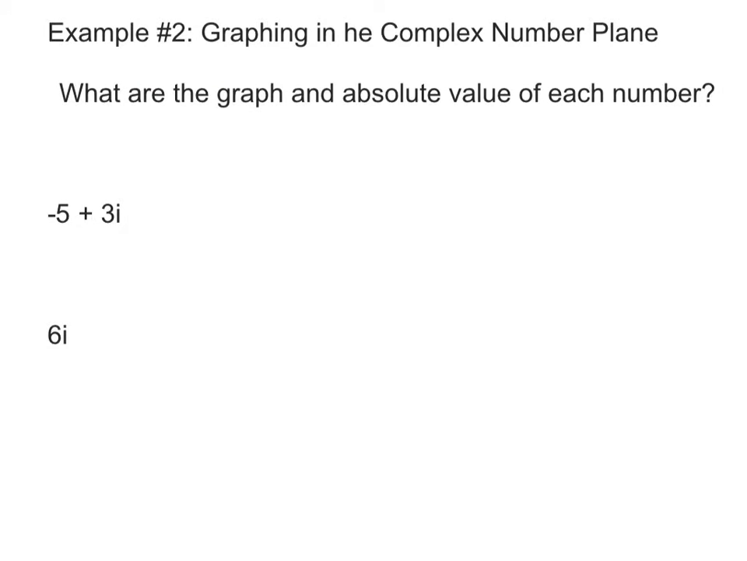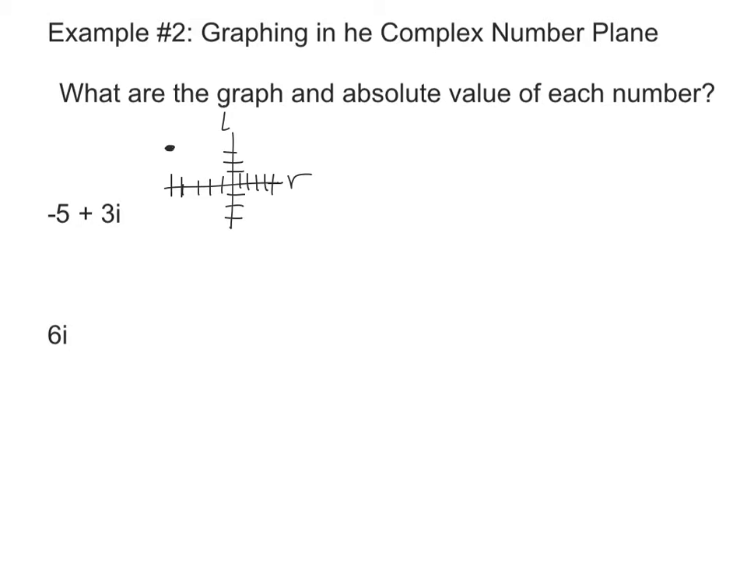So in example 2, we're asked to not only graph, but we're also asked to find the absolute value. So if we graph the first one, remember, it's real by imaginary. So the real part says negative 5. So imagine that this is our regular x-axis. So I have to go negative 5 to the left. And then it says 3 imaginary. So that's 3 towards the positive direction of the imaginary. So negative 5 plus 3i would be up here.